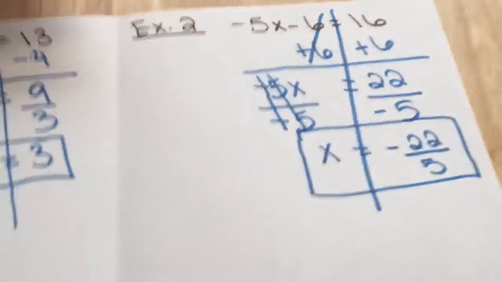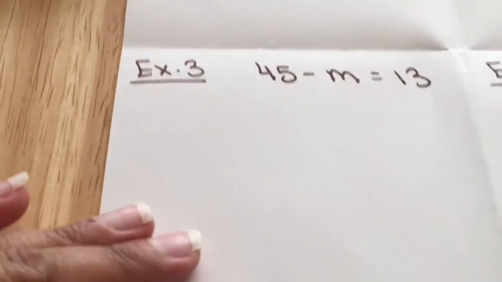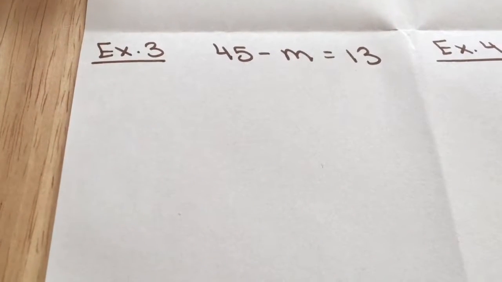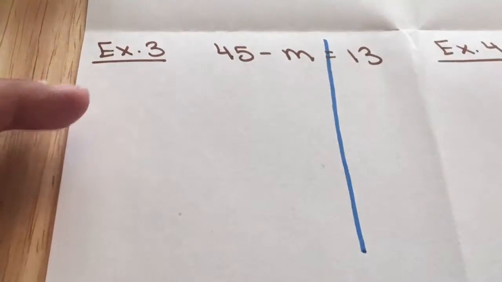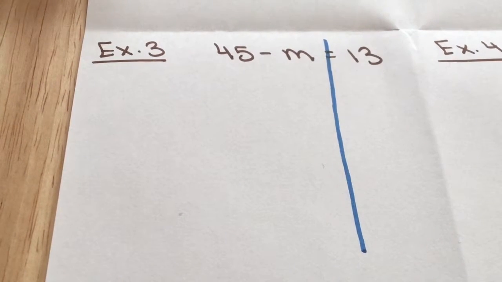All right, let's look now at example 3. If we look over here at example 3, we have 45 minus m equals 13. I'm going to go ahead and separate my left side from my right side. Again, there's no fractions or decimals to clear. There's no parentheses. There's no like terms on one side. So I'm going to do step 4 again and get all the terms with variables on one side and all the constants on the other.